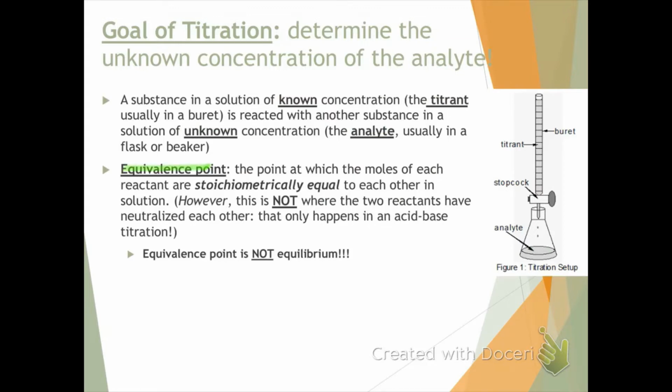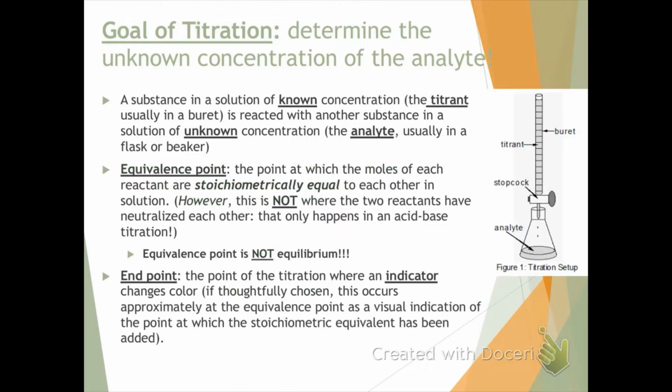The equivalence point is the point where the moles of each of our reactants are stoichiometrically equal to each other. So this is a tiny bit different than what happens in an acid-base reaction. In an acid-base titration, that's where our two reactants have neutralized each other, where our acid and base have neutralized each other. If it's not an acid-base reaction, it is not a neutralization reaction, and so it's just where, again, those moles of reactants are stoichiometrically equal to each other. It is important to realize that the equivalence point is not the same thing as equilibrium.